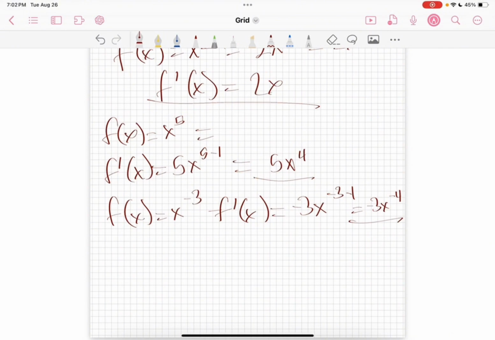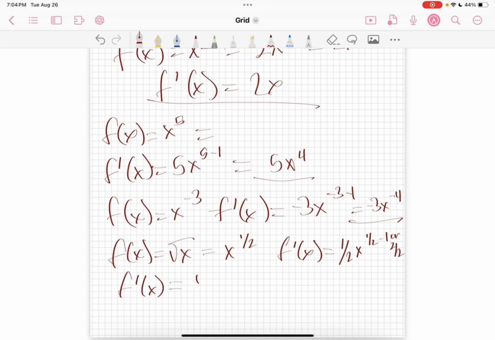And that's our answer. On our fourth example, we're going to use the square root of x, which also equals x to the power of 1/2. Then we'll take that 1/2 in front of x and have 1/2 x to the power of 1/2 minus 1, or 2 over 2, which equals f prime of x equals 1/2 x to the negative 1/2. And we can simplify that even more to 1 over 2 square root of x, and that'll be our answer using a square root.